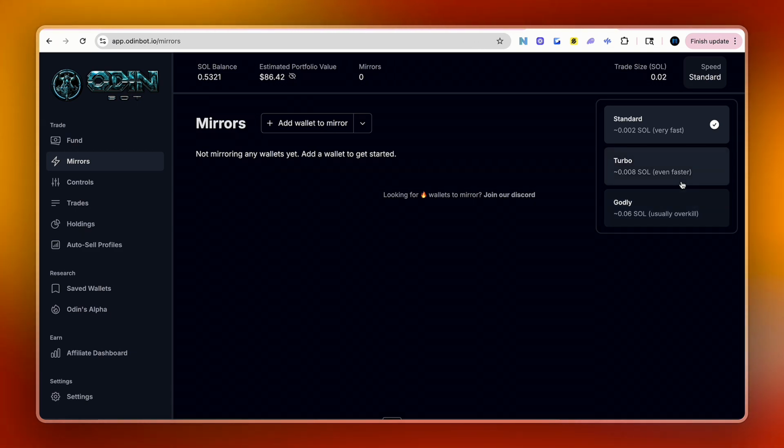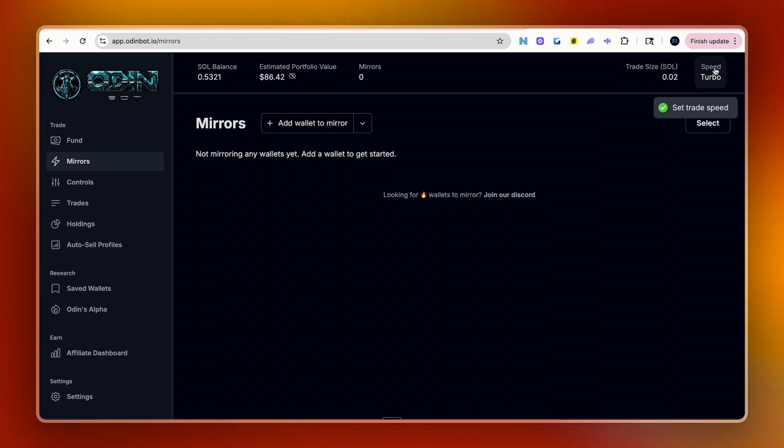The more you pay, the faster you get in. And in copy trading, getting in fast is extremely important. Turbo is usually enough to get you into the trade within the same second as your mirror, but standard also can do that many times, and if not, you'll get in the next candle at a pretty good price.